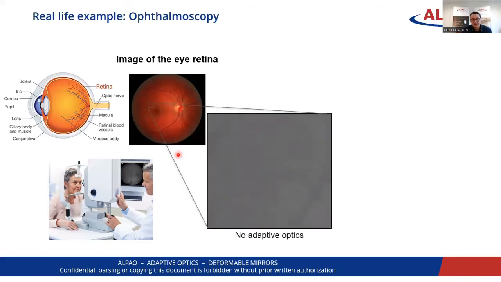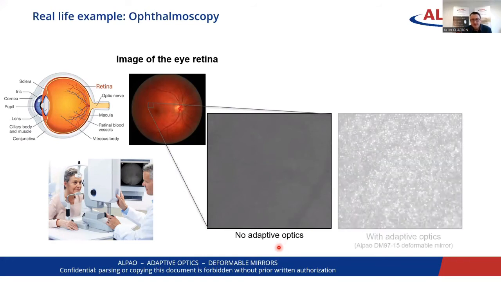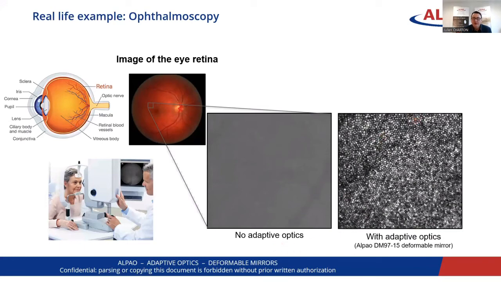And the point is that if you zoom, again, these are real images from our customers, you see really nothing because the optical quality of the eye is not good enough. And in this case, using adaptive optics, you can really recover the quality of the image, and the cones, the rods, the little cells of the retina will appear. This is a really impressive result. This is done again with the same kind of deformable mirror from ALPAO.